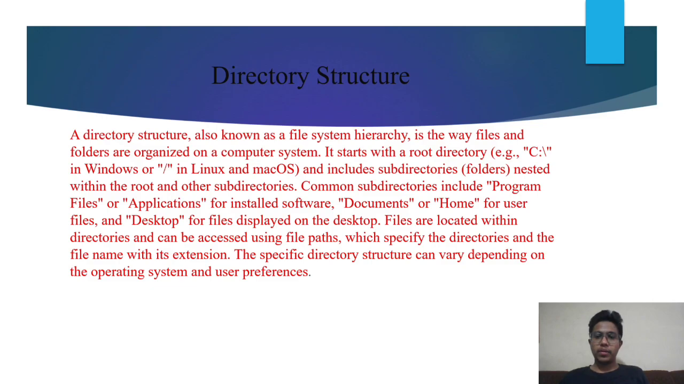It is the way files and folders are organized in a computer system. It starts with a root directory in Windows, Linux, and Mac OS, and also includes some subdirectories nested within the root and other subdirectories. The common subdirectories include program files or applications to install software, and documents or home for user files, and desktop for files displayed on the desktop.